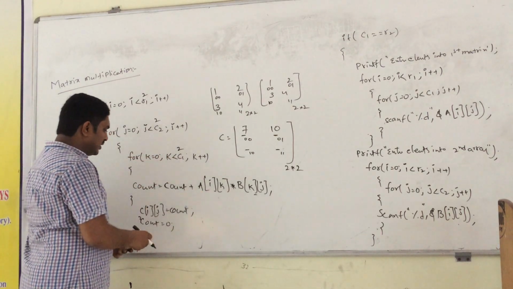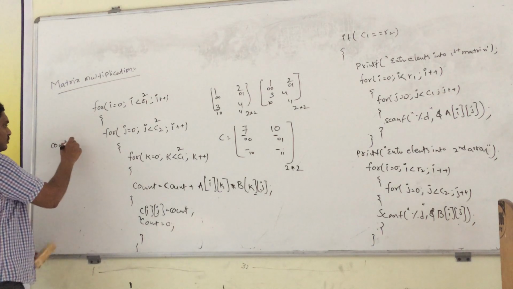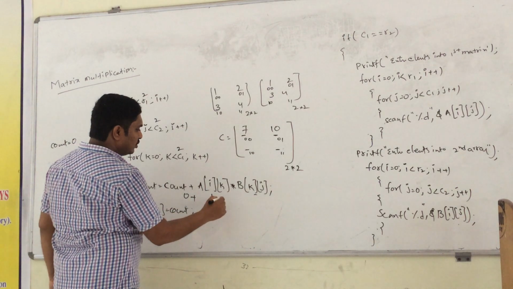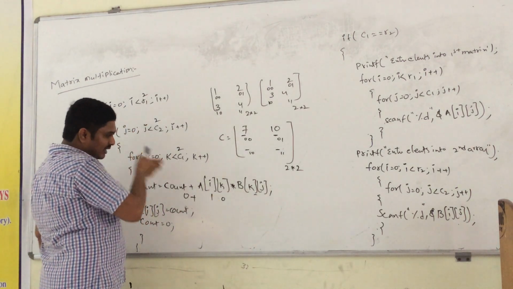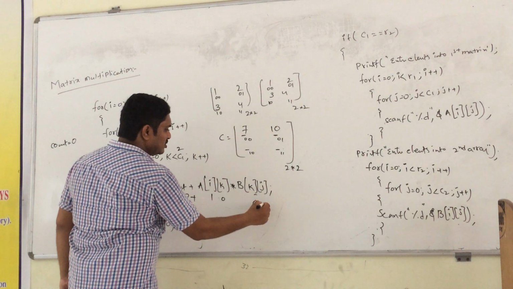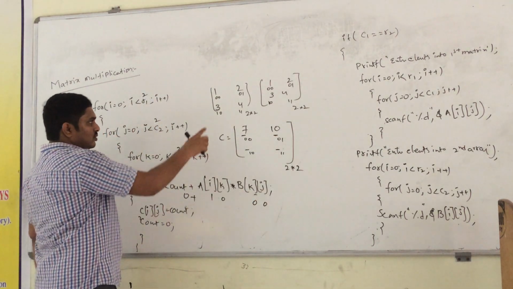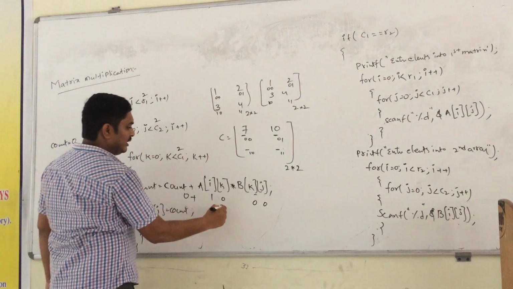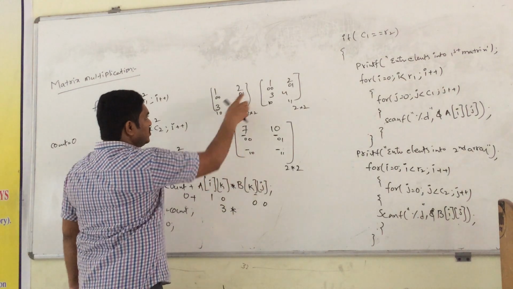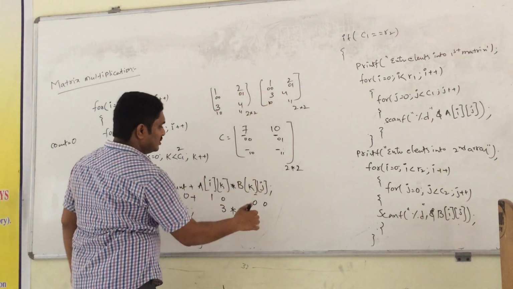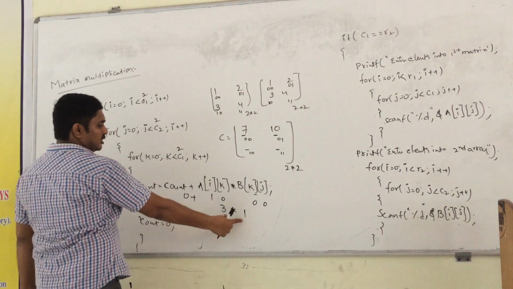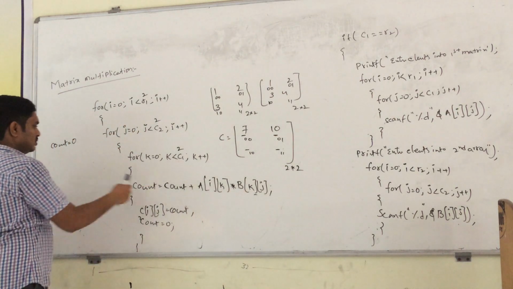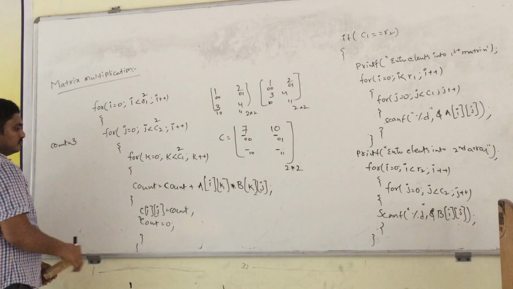Now here count will be made 0. Then count is 0 plus a of i k into b of k j. So here i value 1, k value 0, and k value 0, j value 0. Okay. So now in A, the 1 0 element 3 is multiplied with the 0 0 element in B. That means second row first column. So 3 into 1, 3 plus 0, 3. So that 3 is stored in the count.